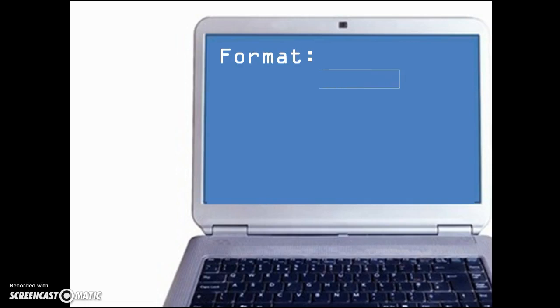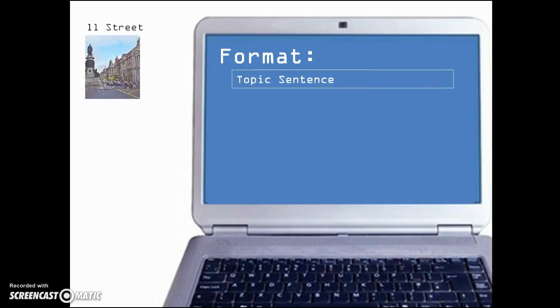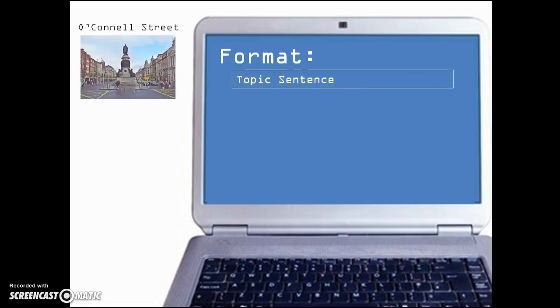Now, when writing your topic sentence, you want to keep in mind what your location is. I'm going to be writing about O'Connell Street. You will also want to refer back to your TP cast and use the information that you found there so that you don't have to come up with everything all over again.